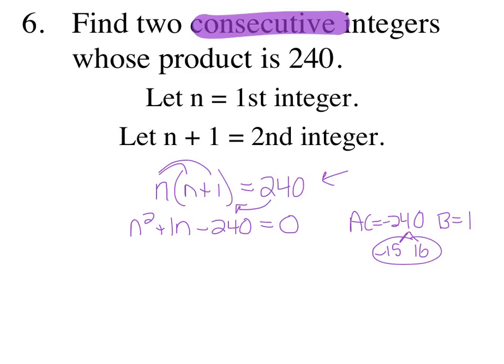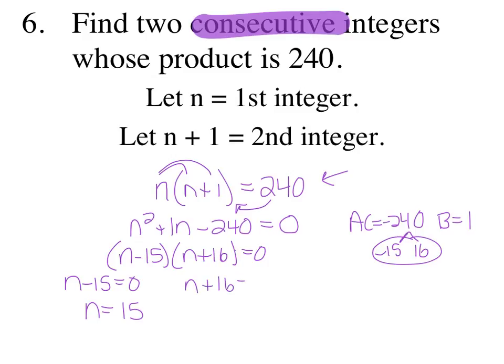So negative 15 and 16 multiply to negative 240, and when you combine negative 15 and 16, you will get 1. So I would know my factors then are n minus 15 and n plus 16. And then I'm going to go ahead and solve for these as solutions, so I'll set each to 0. I'll get one of mine to be 15, and my other one to be negative 16.